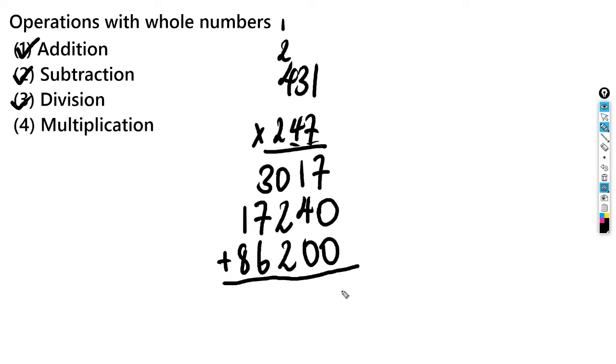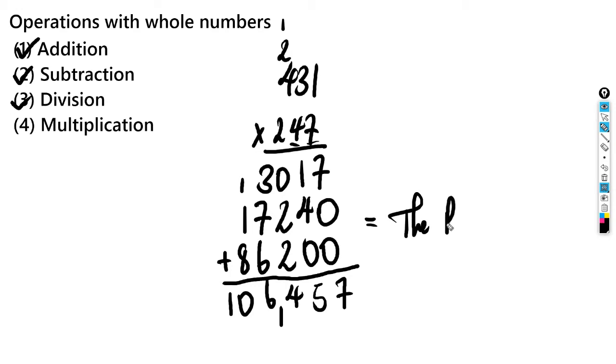So we'll add these 3 and we're going to get 7. 4 plus 1 would give us 5. 2 plus 2 would give us 4. 7 plus 6 plus 3 would give us 16, so 6 and a 1 carried. So it's 106,457. That's the answer, and we call this the product. The product, which is what you get when you multiply, is 106,457.